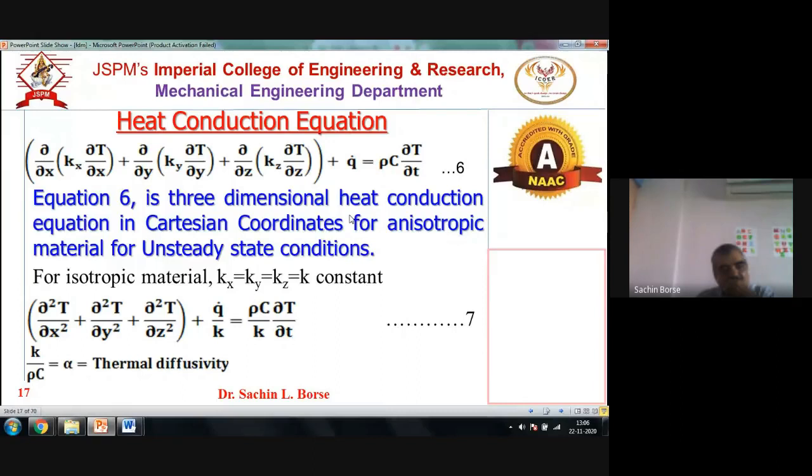See equation number 7. It is del square T by del x square plus del square T by del y square plus del square T by del z square plus q dot by k is equal to rho c by k into del T by del t. Okay. So here we get one quantity called alpha, that is k by rho cp. It is called thermal diffusivity. It is the rate at which the temperature penetrates into the body. I will move to the next slide.